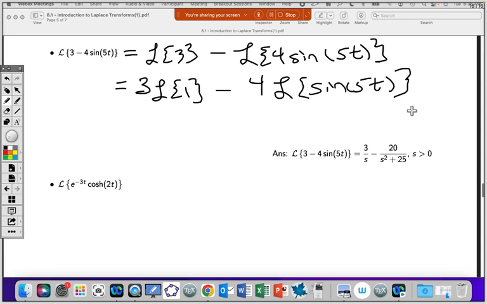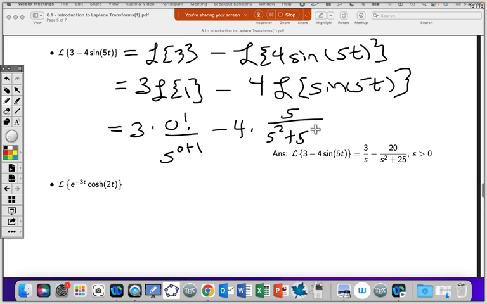If you really want to, you can think of 1 as t to the 0 power. So this is going to be 3 times 0 factorial over s to the 0 plus 1, minus 4 times 5 over s squared plus 5 squared. And remember, 0 factorial is 1. So you get 3 over s minus 20 over s squared plus 25. You see how this is working?